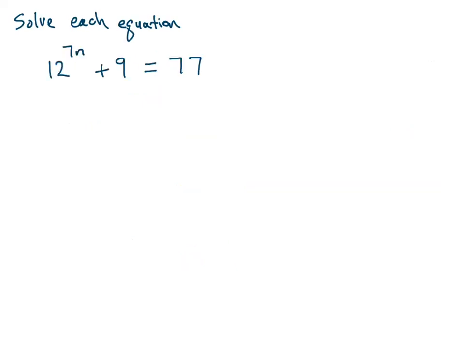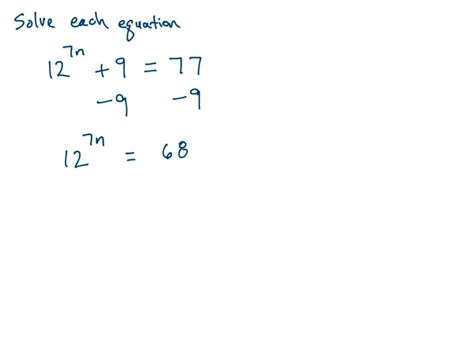In this next exponential example, I've got a 7 to the n up in the exponent right here. It's not just a basic variable, it actually has a 7 multiplied against it. So I'm going to go ahead and worry about that last. I still want to get the base and the exponent all by itself. So I do want to get this part, 12 to the 7n, all by itself. So we do just want to move that 9 onto the other side. And so we'll slide that 9 on the other side to get 12 to the 7n equals 68.